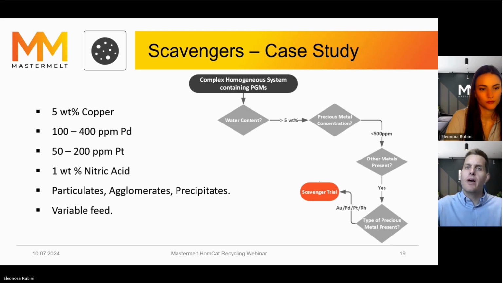If we just revert back to the document I was showing you earlier and the diagram of how we make our decision, the water content here was greater than 5%. The metals weren't varied and less than 500 ppm. So naturally here, a scavenger trial was the ideal scenario. And actually it worked out really well. We screened a number of scavengers along the way, and the ones we came to in the end did a great job in recovering the platinum and the palladium.